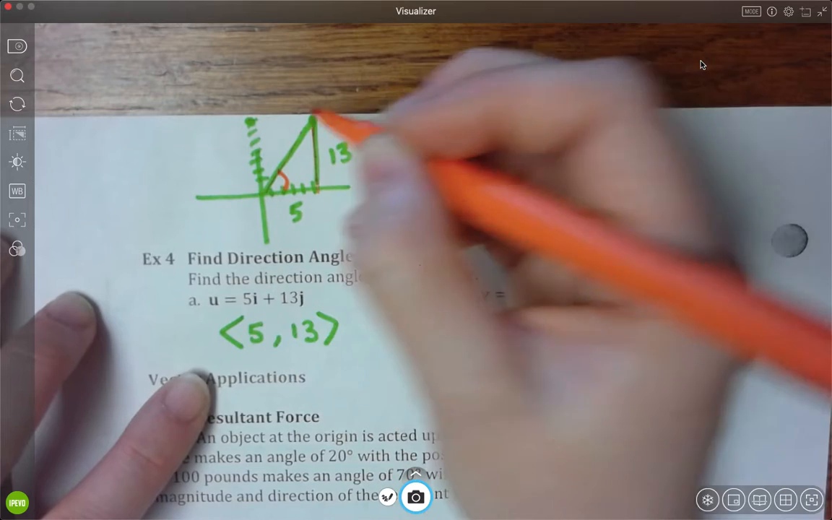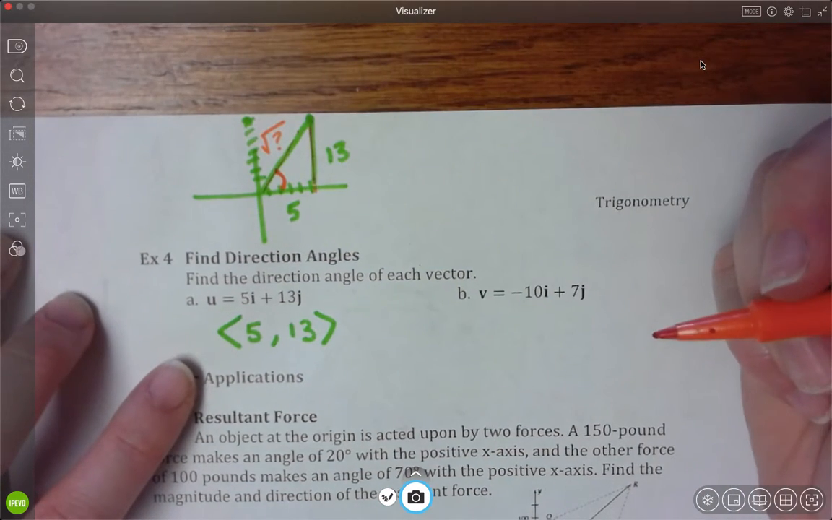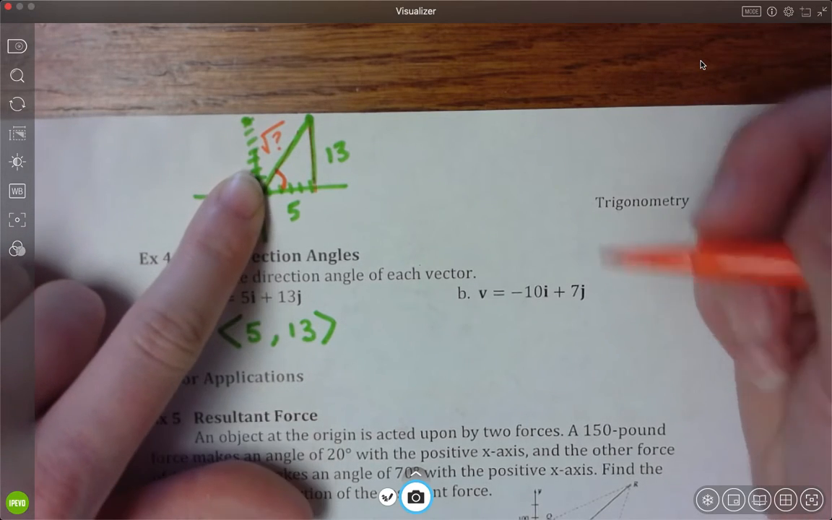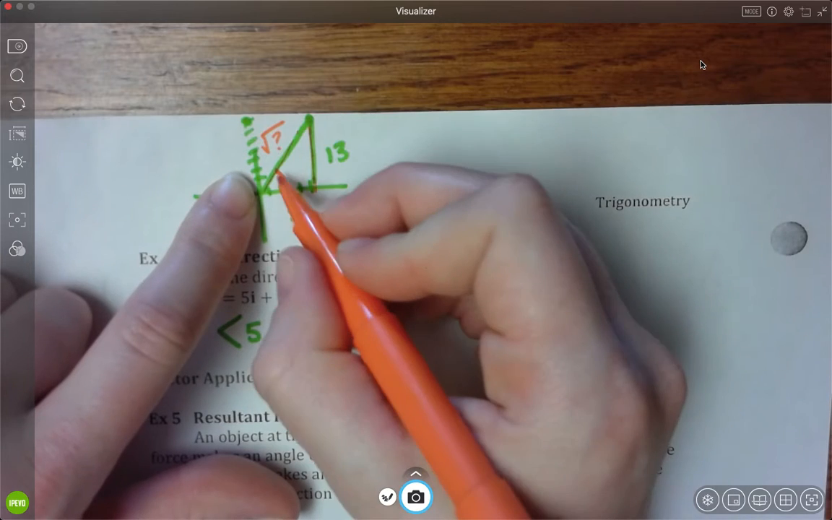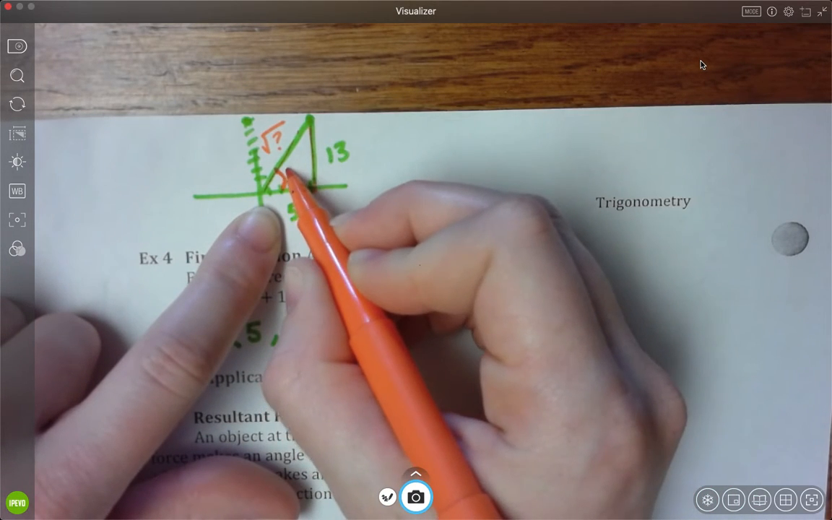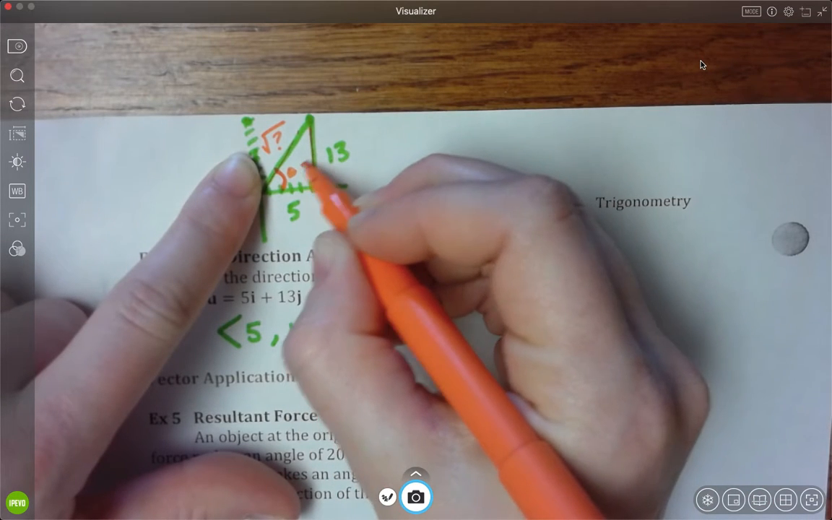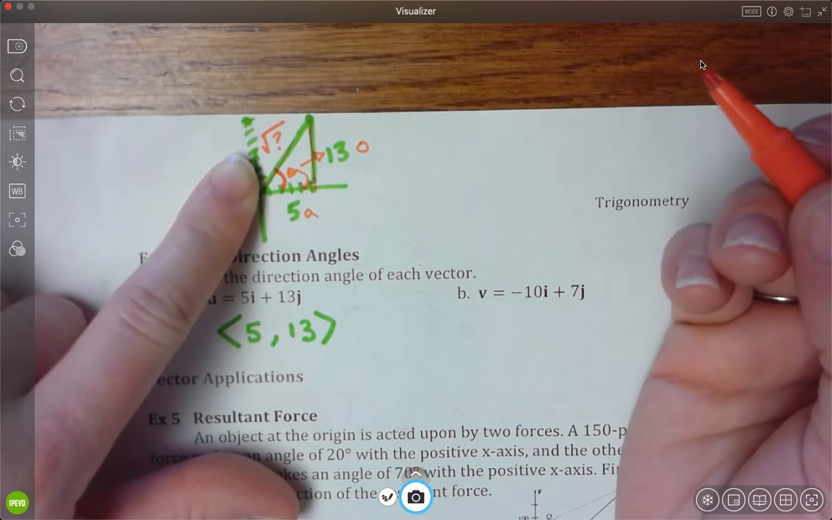So don't get that confused. This would be like the square root of some ugly number. But we really don't care about what that hypotenuse is, because if we have these 2 sides, we can figure out what this angle is, okay? And we do that by using a trig function. So if this is my angle theta, I have 13 as opposite, 5 is going to be the adjacent side, okay? And that's going to give me tangent.